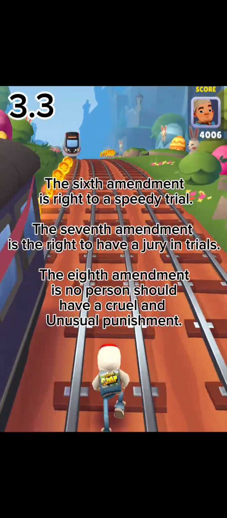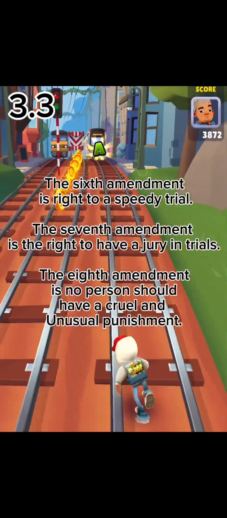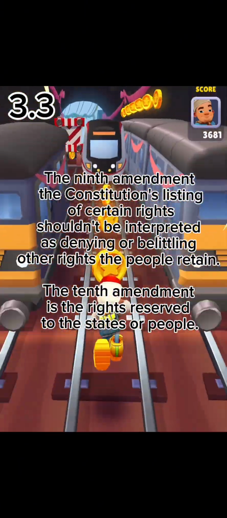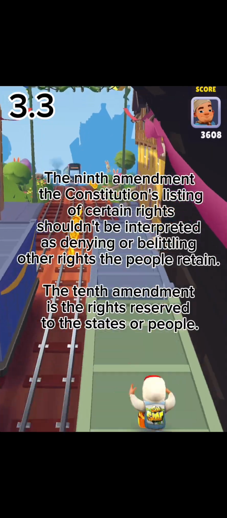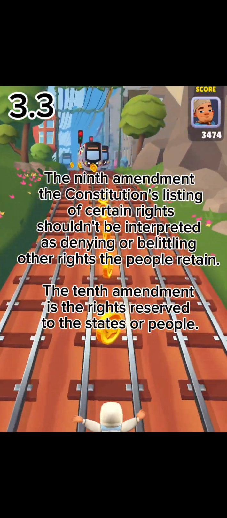The Sixth Amendment is the right to a speedy trial. The Seventh Amendment is the right to have a jury in trials. The Eighth Amendment is no person should have cruel and unusual punishment. The Ninth Amendment, the Constitution's listing of certain rights, shouldn't be interpreted as denying or belittling other rights the people retain. The 10th Amendment is the rights reserved to the states or people.